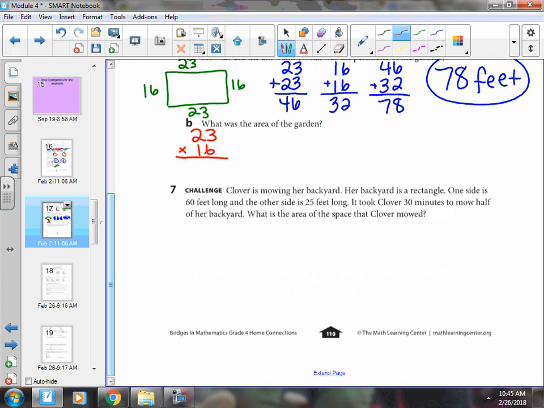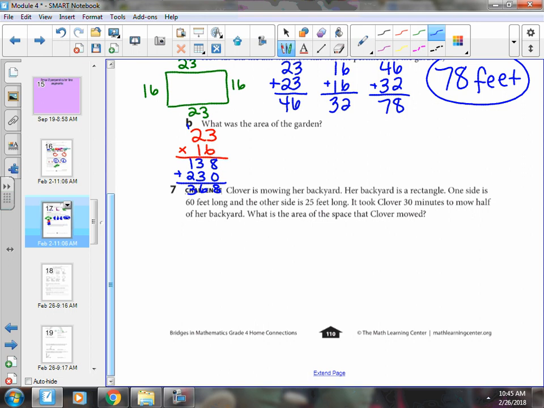6 times 3 is 18. 6 times 2 is 12, plus 1 is 13. 0. 1 times 3 is 3. 1 times 2 is 2. Add it all together, and you get 368.